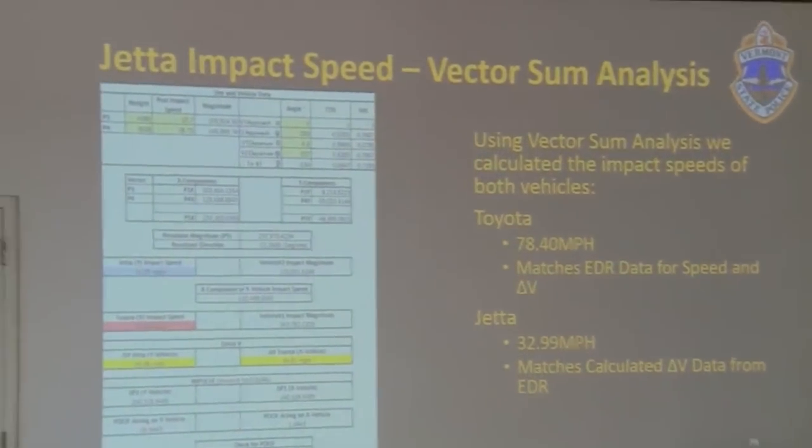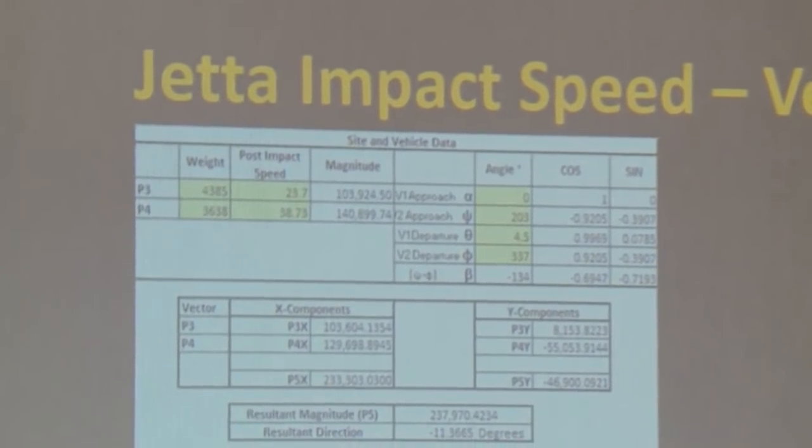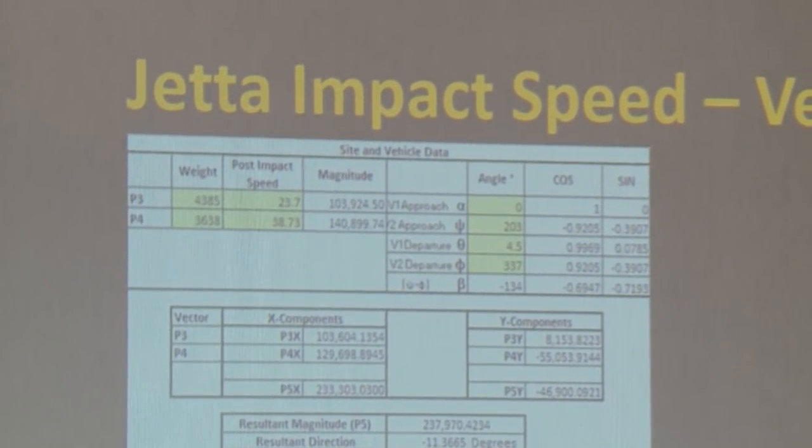Now, you told us before that you were able to determine the speed the Jetta was going at impact. Did I have that correct? Yes. And are these next couple of charts going to talk about that? Yes. All right, so please go ahead. So this is a form that I use to do what we call a vector sum analysis. And I'll try to very simply explain that.